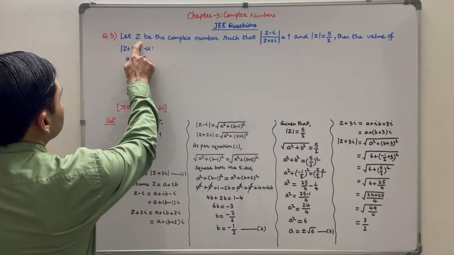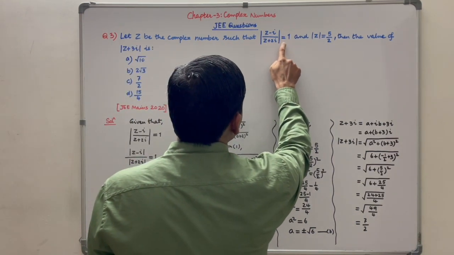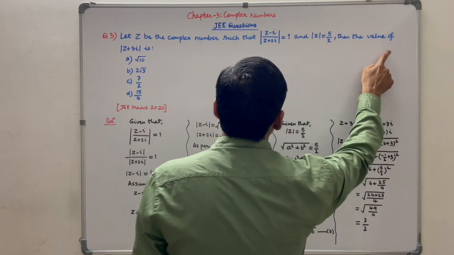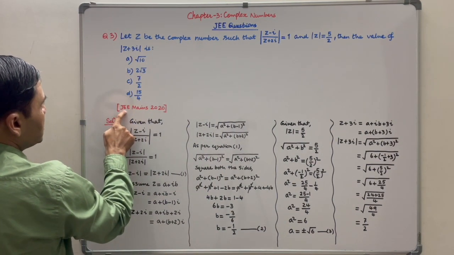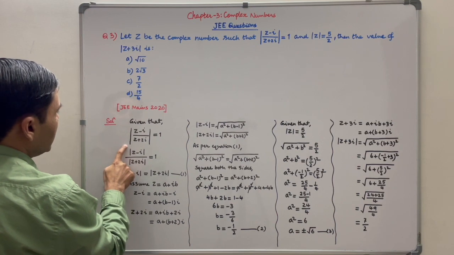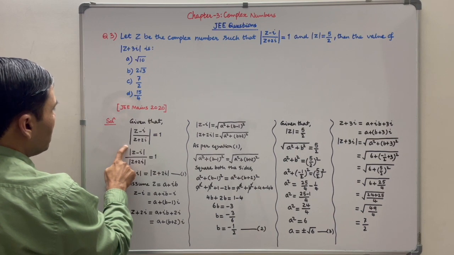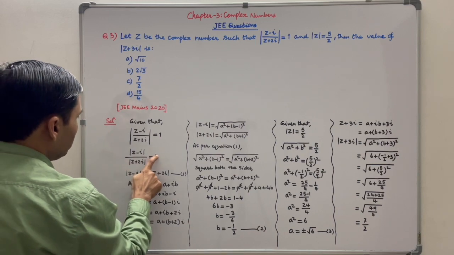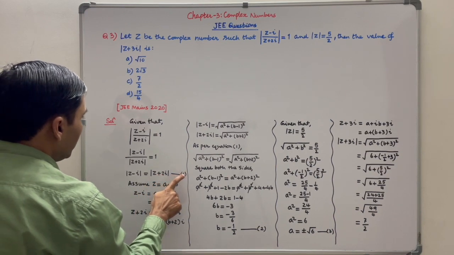Third question: let z be the complex number such that mod of (z minus i) upon (z plus 2i) is equal to 1 and mod z is equal to 5 by 2. Then the value of mod (z plus 3i) is, these are the options given. This question was asked in JEE Mains 2020. It is given that mod of (z minus i) upon (z plus 2i) is equal to 1. Using mod property, we can write mod of z1 by z2 is equal to mod z1 upon mod z2. Cross multiply to get mod (z minus i) is equal to mod (z plus 2i). Suppose this is equation number 1.